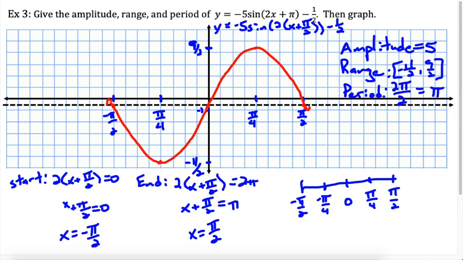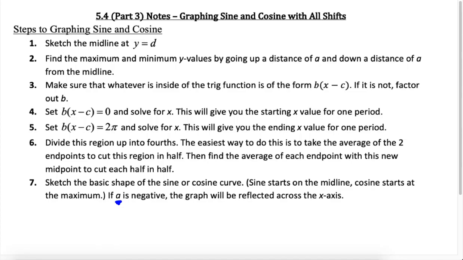There's a lot going on in each of these problems, but just follow the steps that we outlined up here. All right. That is it for this video.